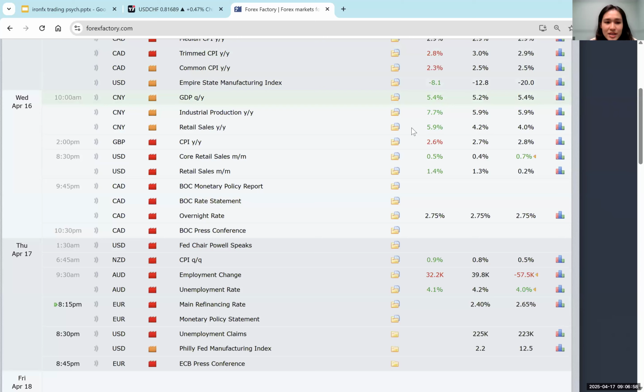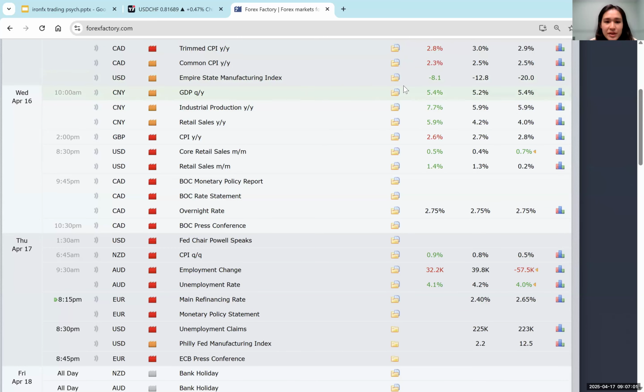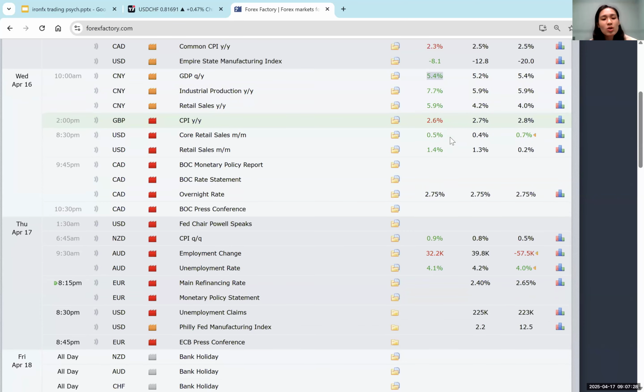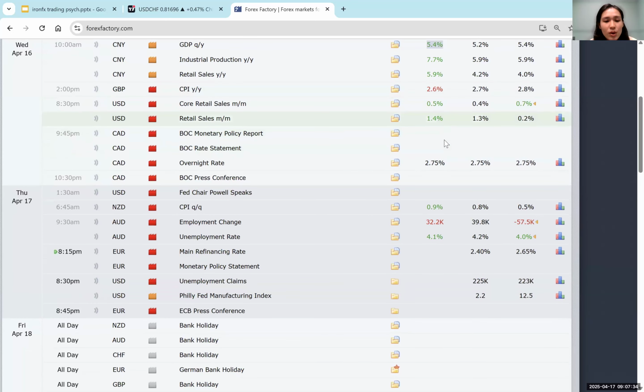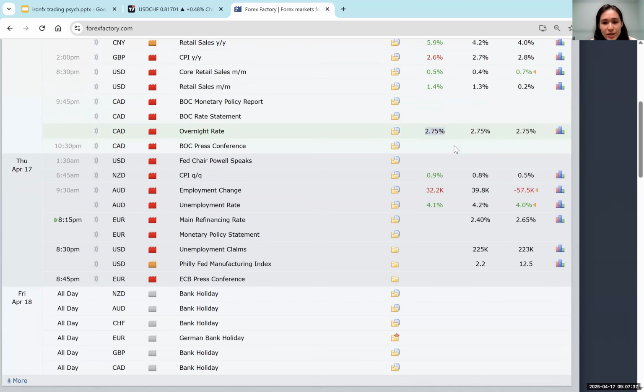And on Wednesday, we have China's GDP quarter-on-year data, which came out higher than forecasted at 5.4%. We also have China's industrial production year-on-year data and retail sales year-on-year data, both of which came out higher than forecasted as well. We also have UK's CPI data, which dropped slightly to 2.6%. And we have US core retail sales data, and the Canadian BOC monetary policy report and rate statement, where the overnight rate remained the same at 2.75%.